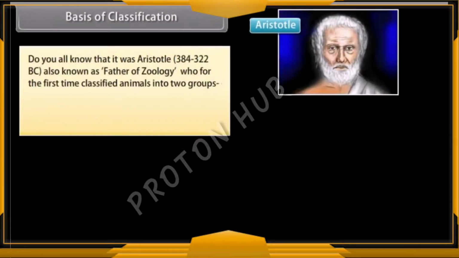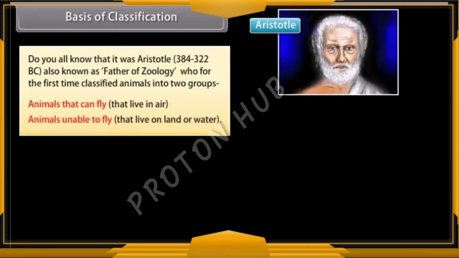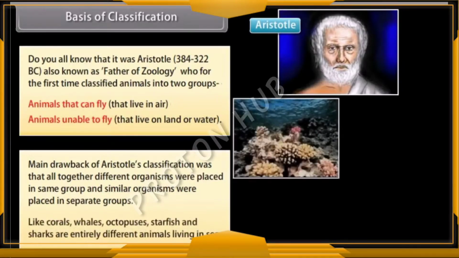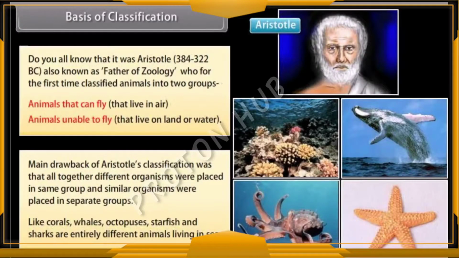Do you all know that it was Aristotle, 384 to 322 BC, also known as the father of zoology, who for the first time classified animals into two groups? Animals that can fly, that live in air. Animals unable to fly, that live on land or water. The main drawback of Aristotle's classification was that altogether different organisms were placed in the same group and similar organisms were placed in separate groups. Like corals, whales, octopuses, starfish, and sharks are entirely different animals living in the sea.